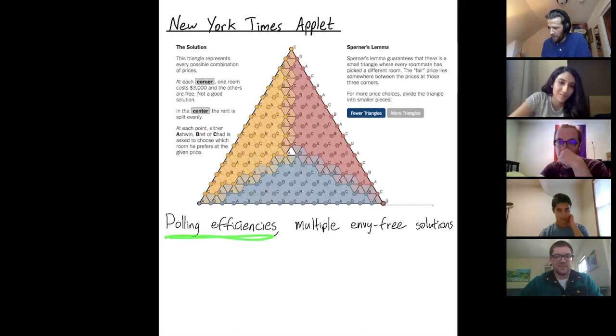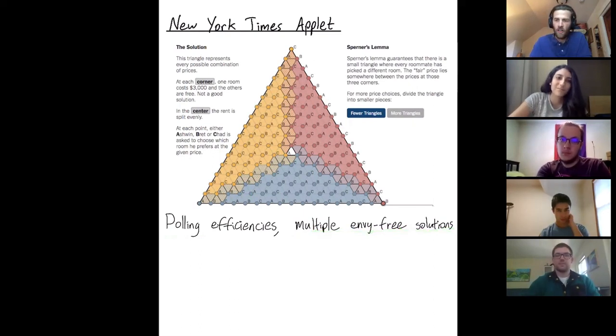Okay, so that's what I mean by polling efficiencies. You can poll your roommates more efficiently. There's a lot of open work on what to do when there are multiple envy-free solutions. So what do you do when maybe one person really prefers one room over another, and there are multiple rainbow-colored triangles? There are ways of saying envy-free is not the only goal, and you could add in other goals. And that's worth looking into. How do you choose between multiple envy-free solutions?